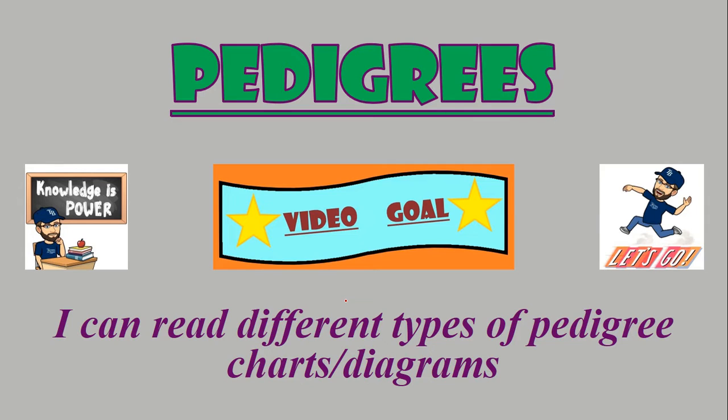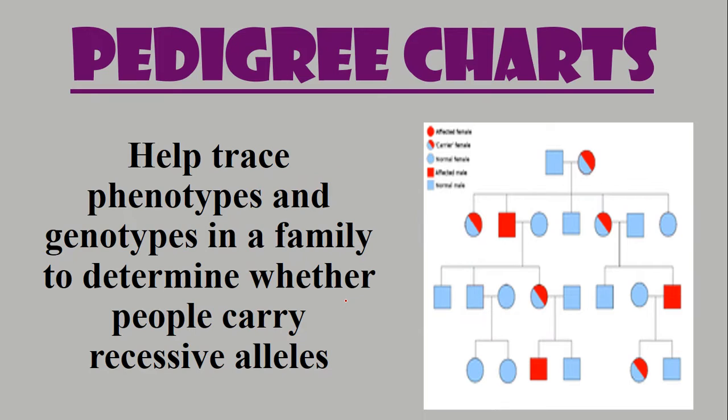All right, so by the end of the video, you should be able to say, I can read different types of pedigree charts and diagrams. So let's start off with pedigree charts. What are they? What are they saying? They help trace phenotypes and genotypes in a family to determine whether people are carriers carrying recessive alleles. It's like a family tree, but for a trait. And you trace the trait through everything. You know the genotypes from it, so you'll know the phenotypes from it.